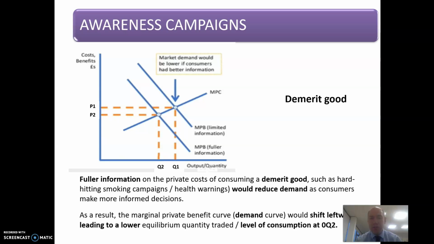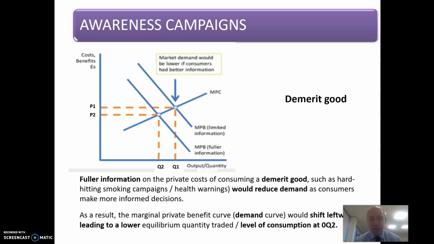Okay, so it'll always be difficult to totally give people 100% correct information. Not all people have up-to-date information, so fuller information is more accurate. So if you think about where individuals would consume, it's where marginal private costs are equal to marginal private benefits. So they would be in an initial equilibrium at an output Q1 and price P1.